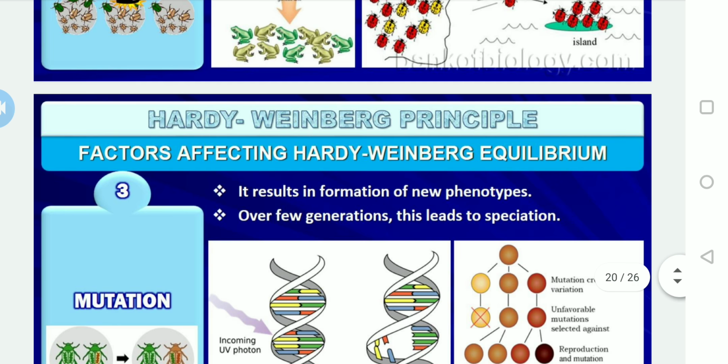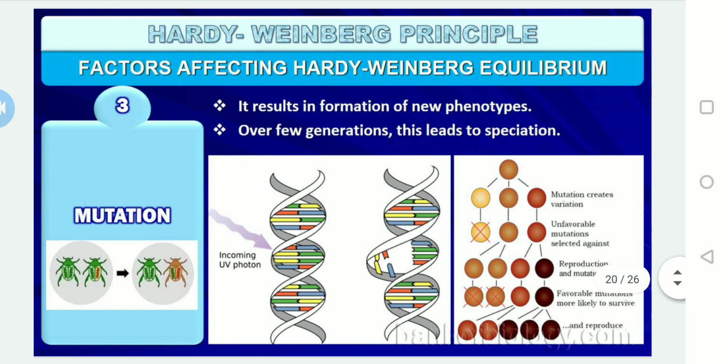The next factor which is affecting the Hardy-Weinberg equilibrium is a very important one: mutation. I told you from the beginning that mutations are the spontaneous and permanent change in the genetic makeup of an individual. You can also say mutation is nothing but sudden heritable changes. How does it happen?